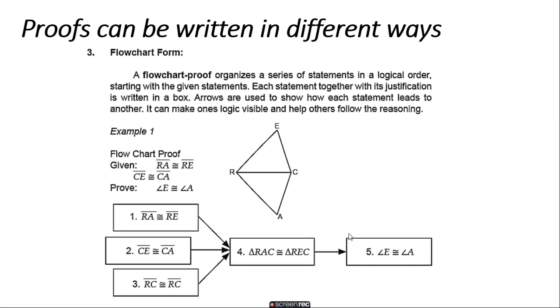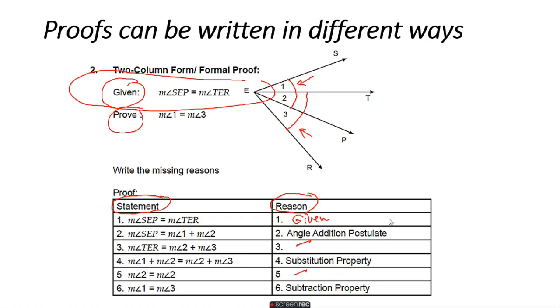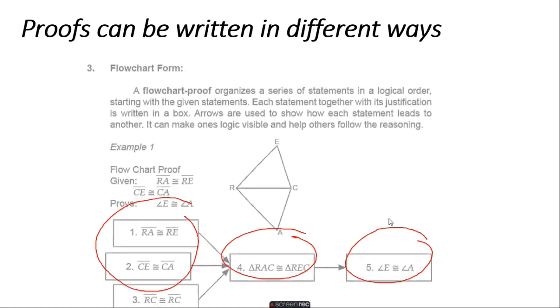Another is the flow chart. In the flow chart, you can see that there is a flow of the statements from the first, going to this, and going to this. But the most common that we use is actually the two-column proof, and we're going to deal more with this in our succeeding discussions.